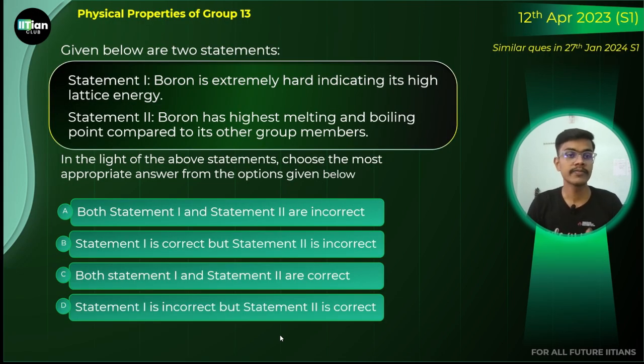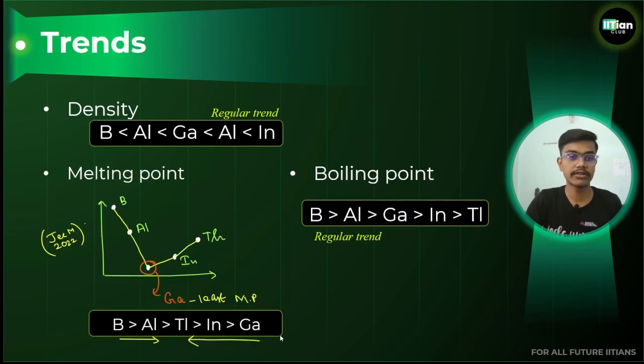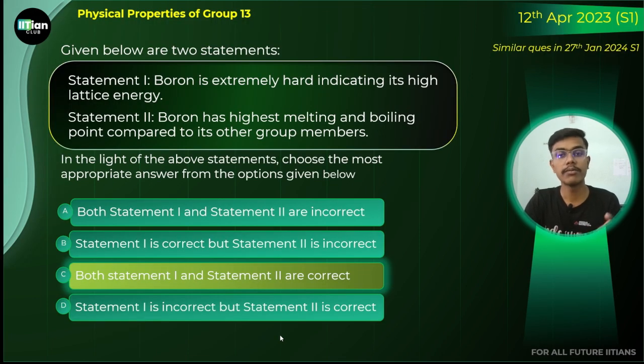You can see this question. Statement 1 says boron is extremely hard, indicating its high lattice energy. And 2, boron has the highest melting and boiling point compared to other members. This we saw earlier also: melting point and boiling point, boron has the highest. So the correct option would be option C, which is both statement 1 and 2 are correct.